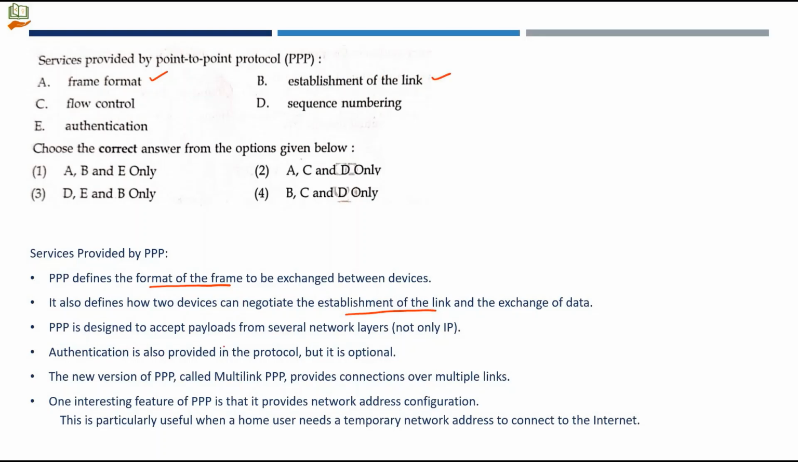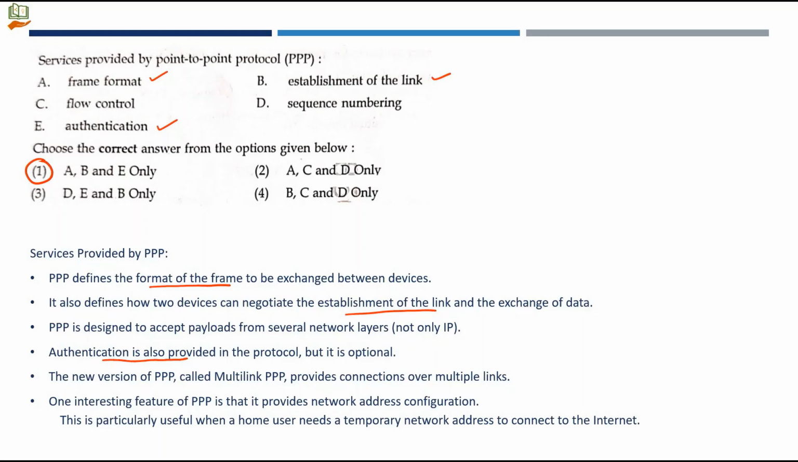C is talking about flow control. We have not seen any statement regarding that. D is talking about sequence numbering. It is also not talking about that. And authentication is provided in the protocol, but it is optional, is given here. So E, authentication, is also a part of the answer. From this we can say option number 1, A, B and E only, will be the right answer. From this we can understand C and D are wrong.